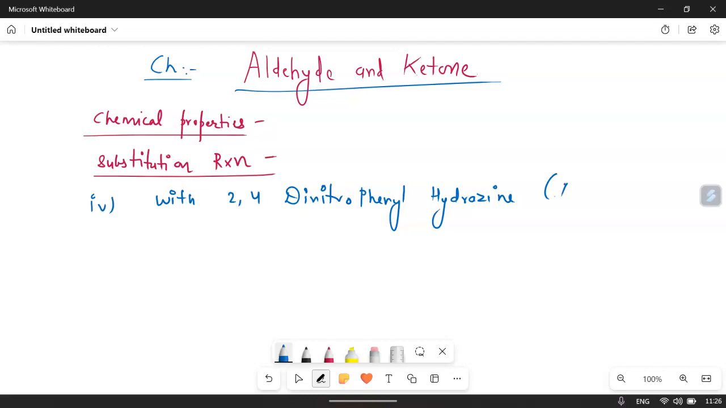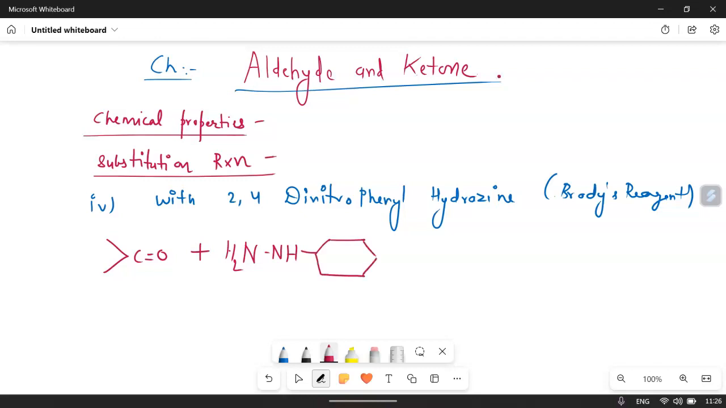Okay, we call it Brady's reagent. Brady's reagent. Okay, so the reaction is like that. Very easy reaction. So you have a ketone plus you have to add 2,4 dinitrophenylhydrazine. That is your hydrazine, so it will look like that: NH2 NH. Here you have benzene ring. 2,4 means here it is NO2 and 4 it is NO2. So this is your hydrazine.